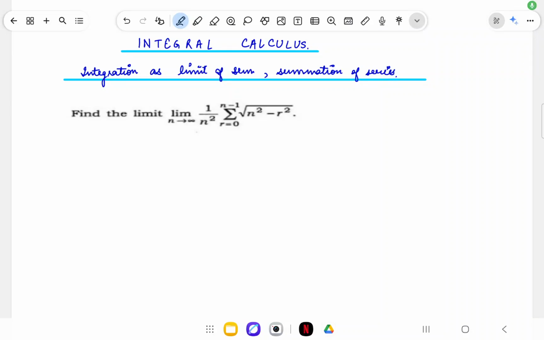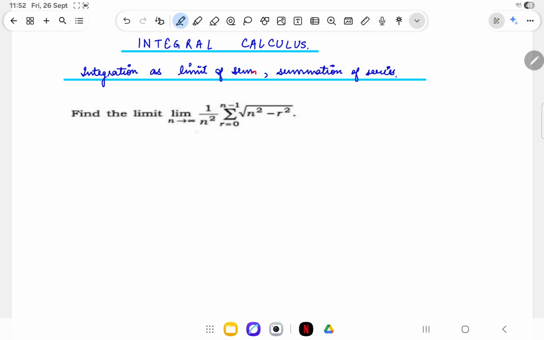So in the previous video we have seen all the questions related to differential calculus, and today we'll start with basically integral calculus. And in that specifically today we'll discuss the topic of Riemann sum, or the limit of a sum, integration of limit of sum.